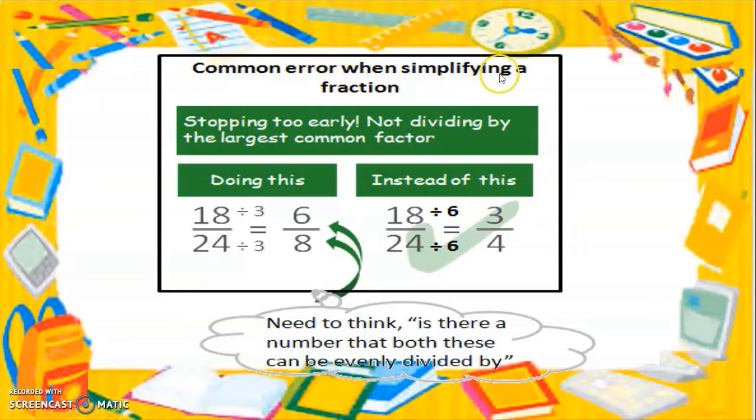This is the common error when simplifying a fraction. You stop too early, not dividing by the largest common factor. For example, 18 over 24. You just simplify by dividing by 3. So we get 6 over 8. Then you stop and write this as the final answer. Instead of this, divide 18 over 24 by the greatest common factor 6. So we have 3/4. Here we can still simplify 6 over 8. So in simplifying, you need to divide by the greatest common factor.